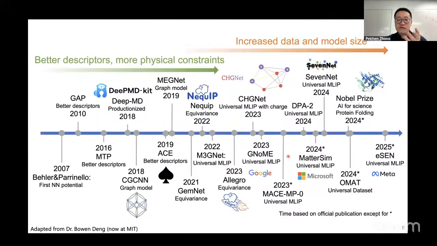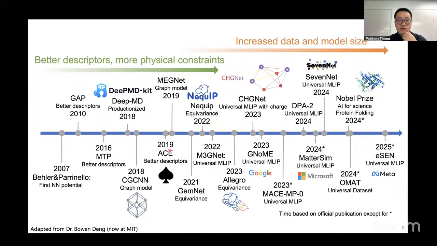So this is a very brief introduction to the machine learning potential. This is the landscape of the development, adapted from a slide from Bowen, now at MIT. In 2007, Behler and Parrinello proposed the first neural network potential based on descriptors. And in 2018, there was the major development of the graph model for crystals.